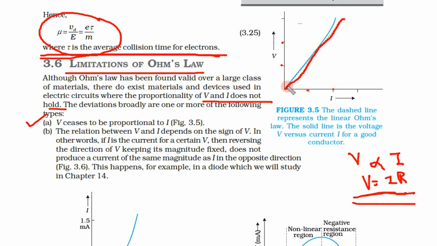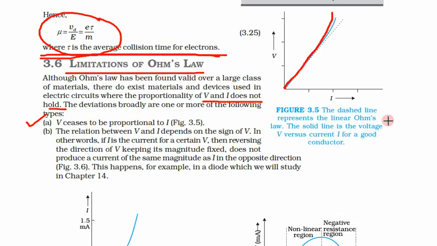But many times it has been seen that at higher voltage there is a deviation and it does not follow the trend of this simple straight line. At lower voltages it follows the straight line, but at higher voltages there is some deviation, which is a limitation of Ohm's law. The dashed line represents the linear Ohm's law. The solid line is the voltage V versus current I curve for a conductor.